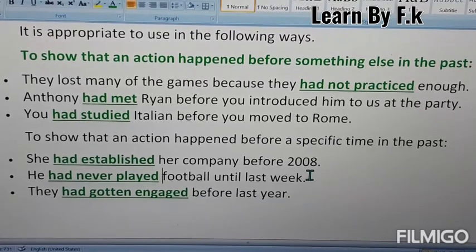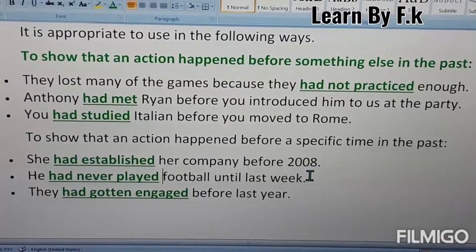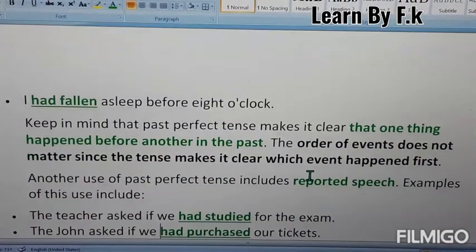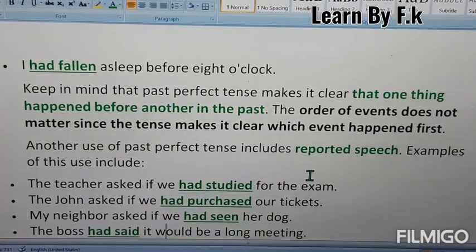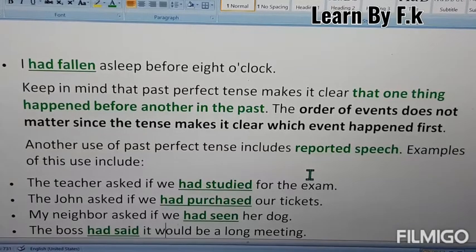They had gotten engaged before last year. This is also the same thing. I had fallen asleep before 8 o'clock. Keep in mind that the past perfect tense makes it clear that one thing happened before another in the past.